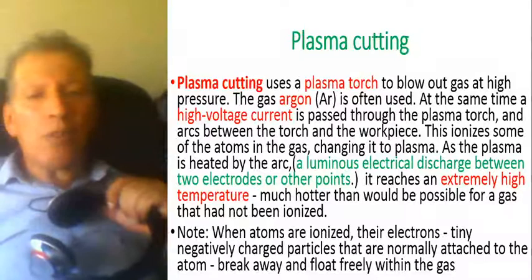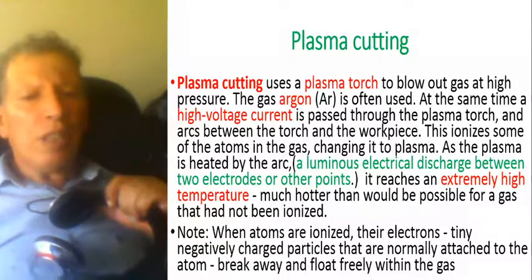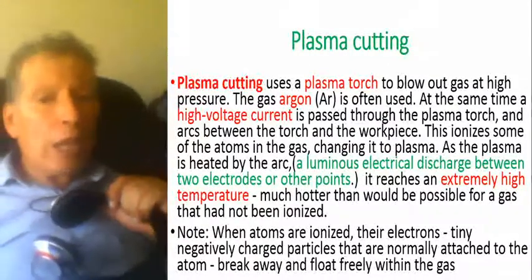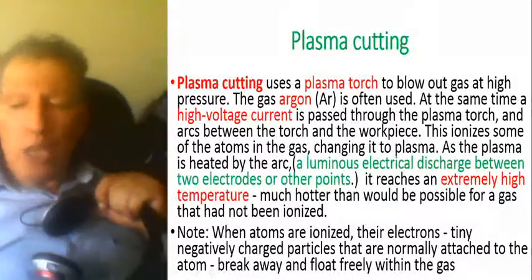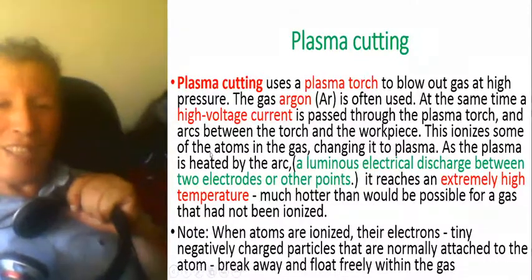We know that when atoms are ionized, the electrons, tiny negatively charged particles that are normally attached to the atom, break away and float freely within the gas. You know this from your chemistry classes.